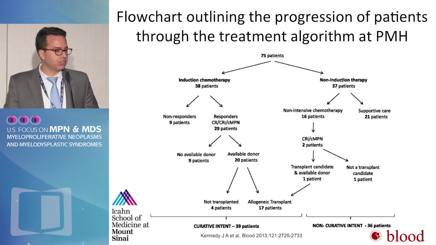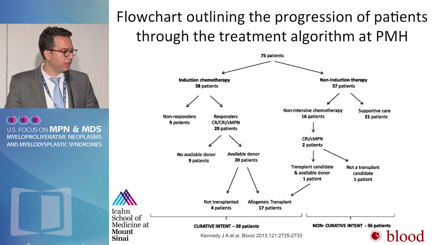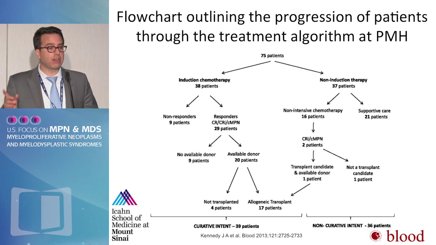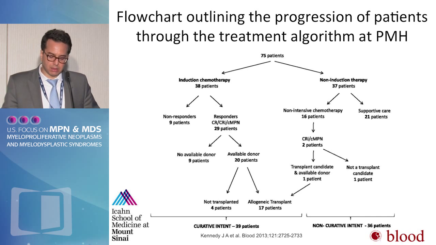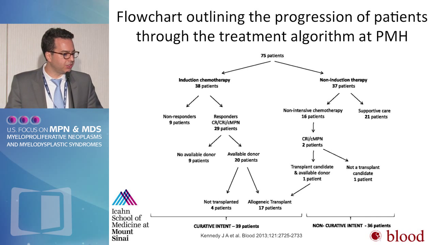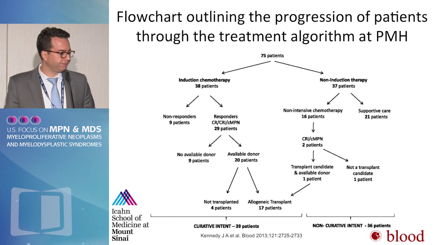So in this analysis, 38 out of the 75, so almost half, went for induction chemotherapy, that followed by transplant if they were in a CR or CRI or had chronic phase MPN features. So a total of 17 went to transplant from this curative intent group, whereas in the non-curative intent group, 37, so about 50%, either got low-dose Ara-C or hypomethylating agent, et cetera, and 2 patients attained a complete response. 1 patient, in fact, went to transplant.